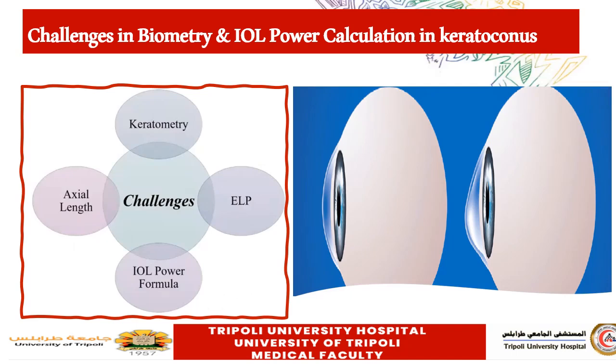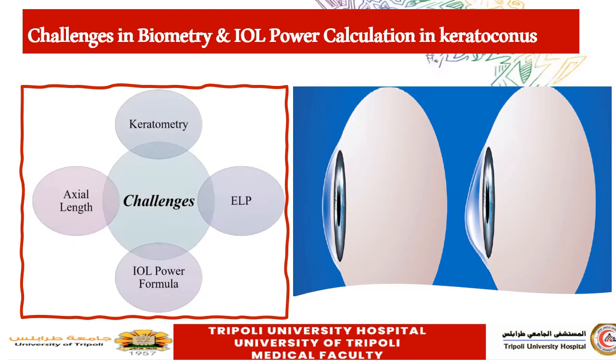Discussing such a subject, IOL calculation in keratoconus patients, is not surprising because there is a strong correlation between keratoconus and cataract. And patients with keratoconus who develop cataract will undergo much more degradation and deterioration in visual quality. And by that time, they already have stable keratometric parameters.